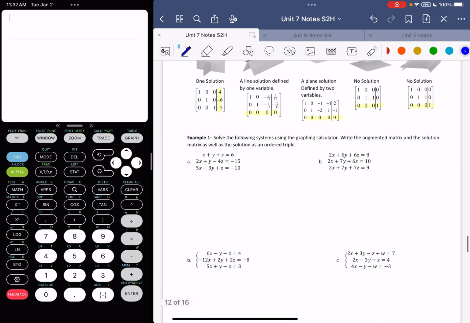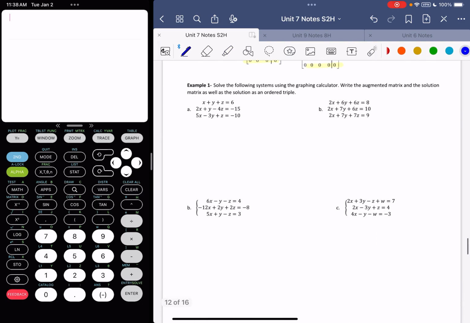All right, so here we go. It says solve the following systems using the graphing calculator. Write the augmented matrix and the solution matrix as well as the solution as an ordered triple. So first we're going to want to make our matrix. So here we have a 1, 1, 1, 6, 2, 1, -4, -15, and 5, -3, 1, -10. Okay, so this is a 3x4 matrix.